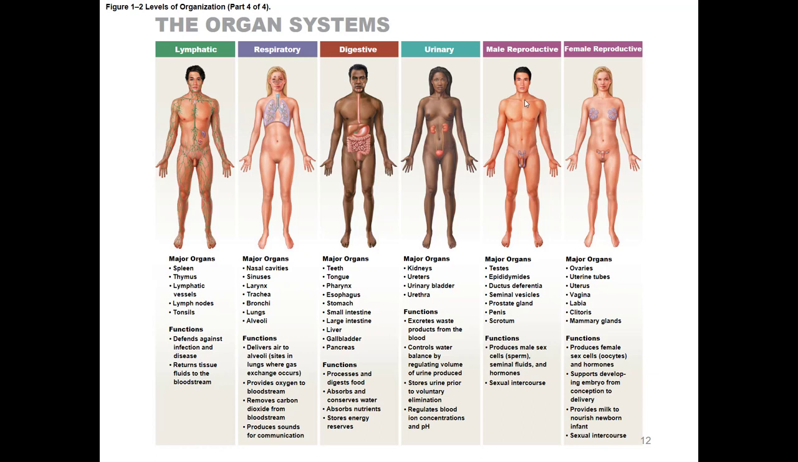Female reproductive system includes ovaries, uterine tubes, uterus, vagina, labia, clitoris, and mammary glands. They function to produce female sex cells or oocytes, those are the ovaries, and also hormones like estrogen. The uterus will be responsible for developing the embryo from conception to delivery, and the mammary glands will produce milk under the aid of reproductive hormones to nourish the newborn.